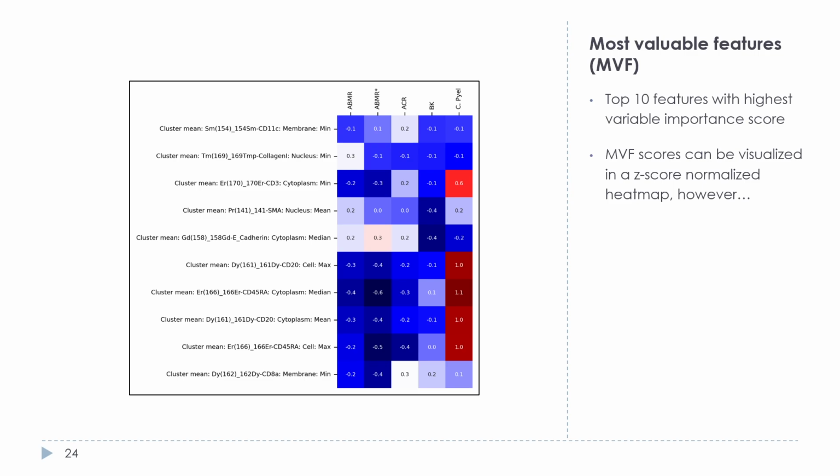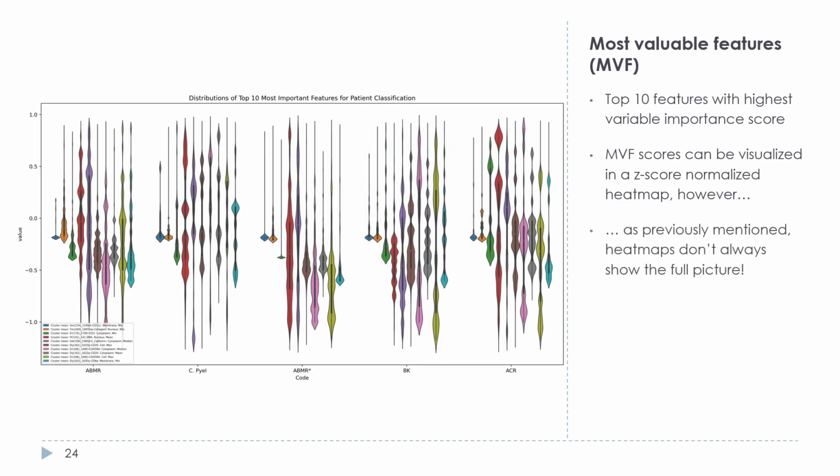Much like we had done with the percent positive scoring heat maps, we can visualize the most valuable features for the classifier, grouped by rejection category. But as previously mentioned, heat maps lack the ability to portray population distributions, and when visualized as a violin plot, we can actually truly appreciate the heterogeneity in feature expression across these disease types. This essentially indicates that it's not always one feature actively differentiating a disease, but rather multiple in tandem.